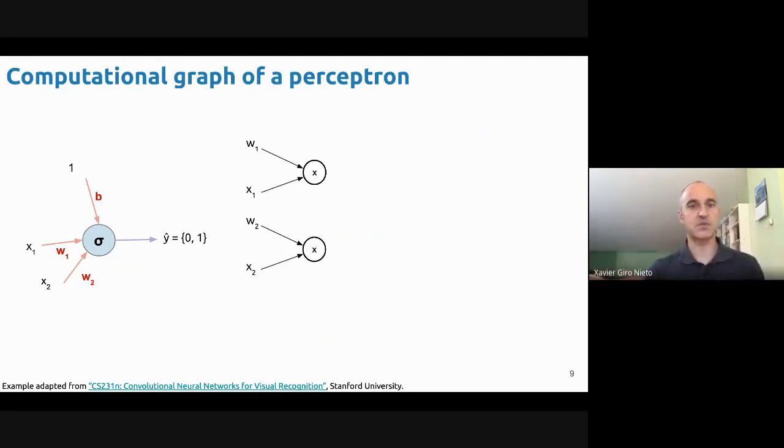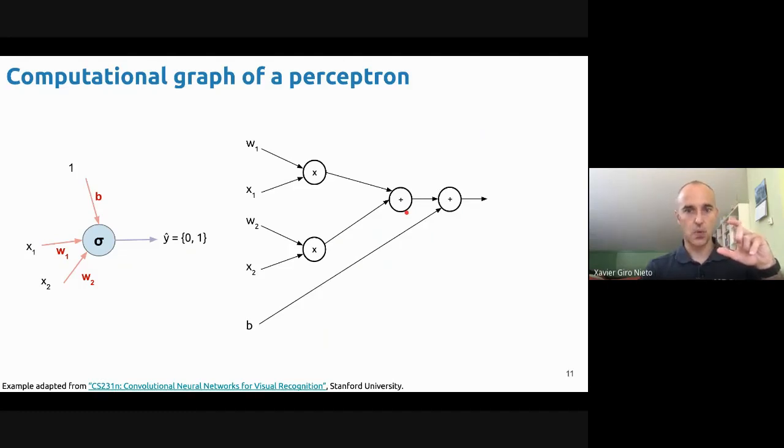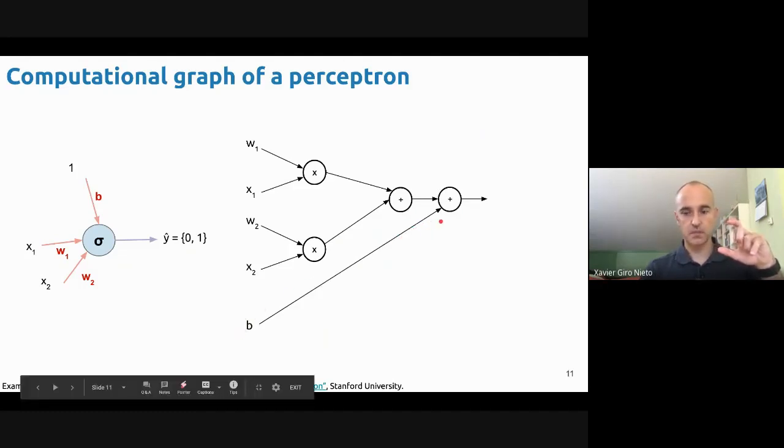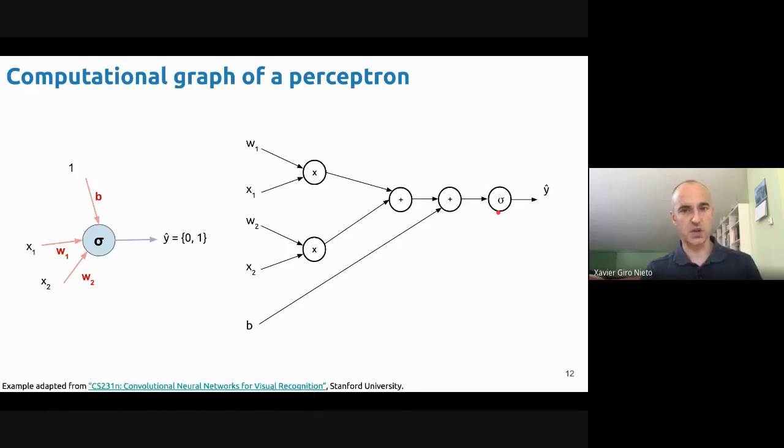So remember, with the perceptron, the first thing you do is compute the product of the weights with the input. These are the two pairs of products. We add them, we add the bias, and finally we compute the sigmoid activation. What you see on this screen is the computational graph of a perceptron.